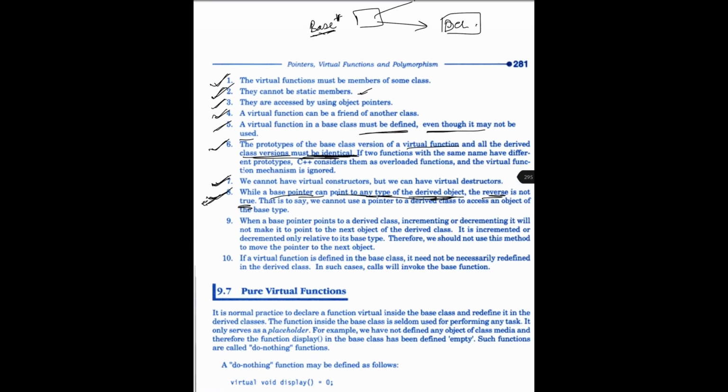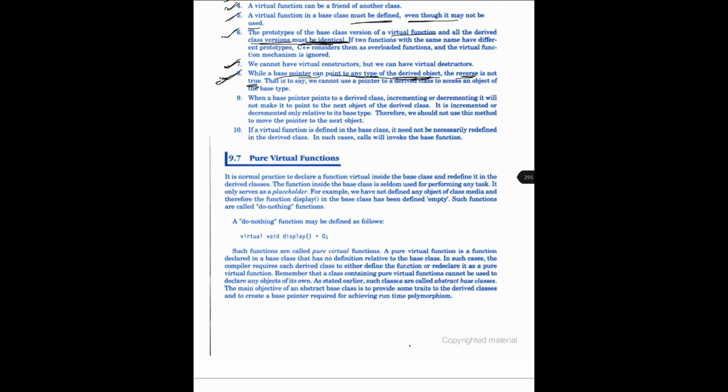Now let's understand about pure virtual function. Pure virtual function is also known as do nothing function because we define it as something like this. We say that this function is equal to 0. That means there is no definition of this particular function and it is virtual in nature. That means the subclasses will redefine this particular function, but the base class has no definition.